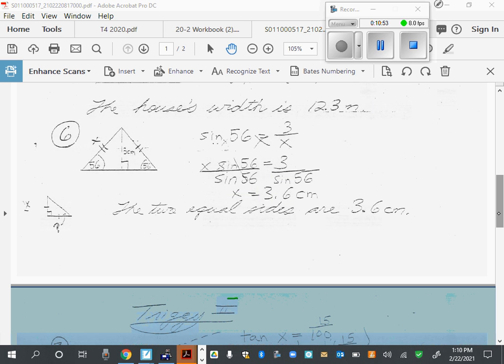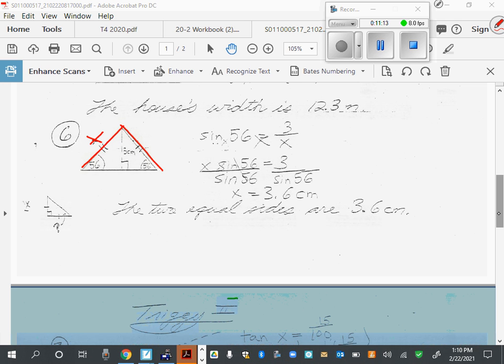Isosceles triangles, you need to know what that means. It means 2 equal sides. If you thought 3 equal sides, that's an equilateral triangle. Okay, so isosceles is 2 equal sides and 2 equal angles. Here's the equal sides. Okay, we got to find, what else does it say?